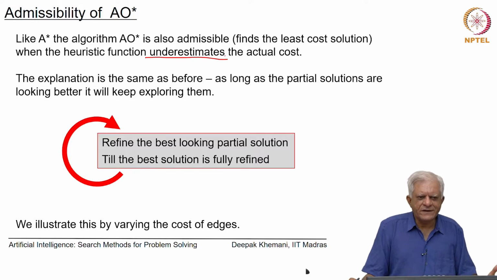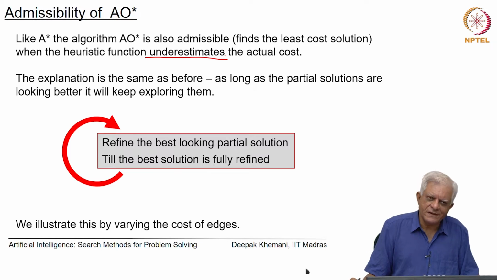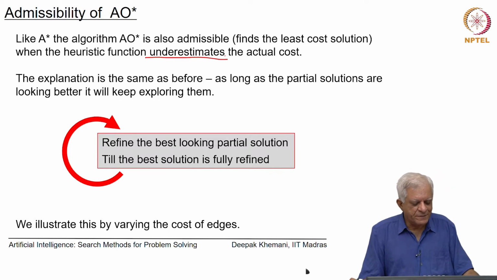and we will see how the algorithm performs differently in both the cases. Like we did in the case of, for example, A star, when we looked at W A star and so on, we saw that the more emphasis you give to the heuristic function, the faster it converges, but it may not converge with an actual solution, the optimal solution, and that is the point we want to illustrate with AO star as well.